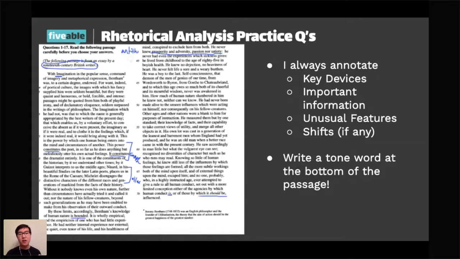The way you figure out tone is through diction, imagery, and syntax, which is the way things are structured. I think there's less of it in Lang and more of it in literature, but the way sentences are structured, short sentences, long sentences, you can tell the author's attitude, how the author is feeling towards the text. So write a tone word. I think it's really helpful.